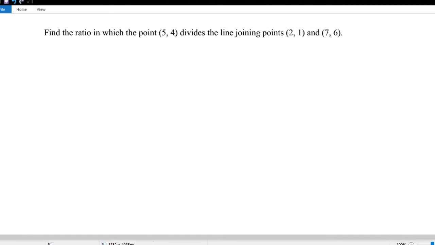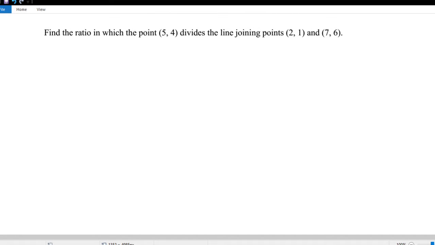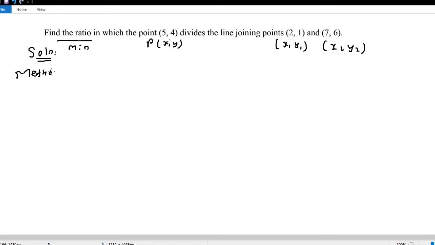Say we have: find the ratio in which point (5, 4) divides the line joining the points (2, 1) and (7, 6). Clearly this is that point P, so this point is going to behave like x, y. This point is x1, y1 and this point let us say is x2, y2. We are interested in the ratio. Let the ratio be m:n. There is another method also to solve this, so let's do it this way. Let's keep this as method 1.